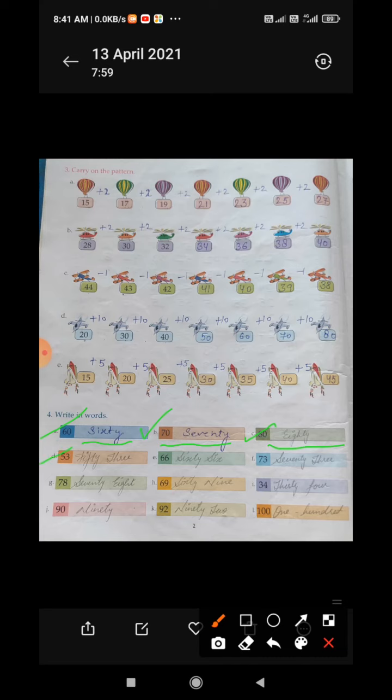Now D part 53. Write the number name of it. FIFTY THREE, 53. Now E part 66. SIXTY SIX, 66. Now write the number name of 73. SEVENTY THREE, 73. Now 78, write in the box. SEVENTY EIGHT. Now H part 69. SIXTY NINE.